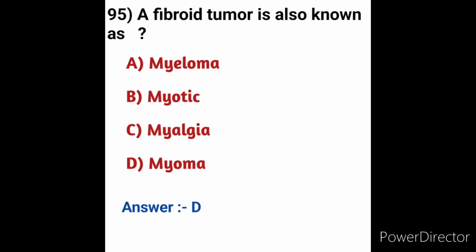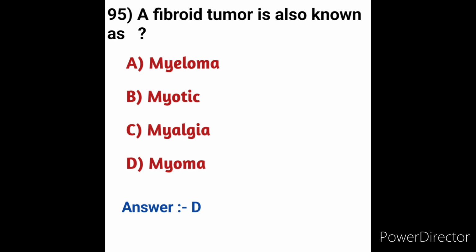Next option C, what is myalgia? Myalgia means pain. Pain in the muscles or a group of muscles is called myalgia. Here a fibroid tumor is also known as myoma. Uterine fibroids are also called myoma. Myomas are growths that appear in the uterus, made of uterine muscle. 75 to 80% of people with a uterus will be diagnosed with fibroids. So here option D is the correct answer.